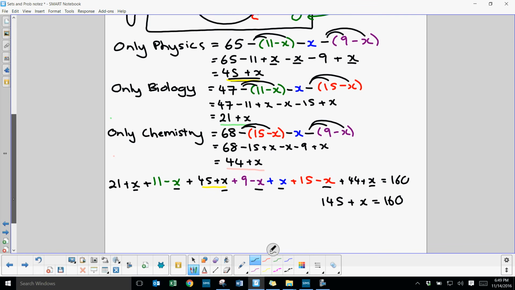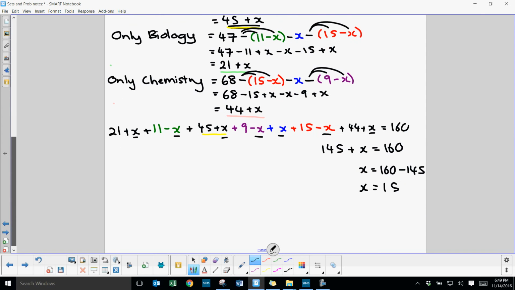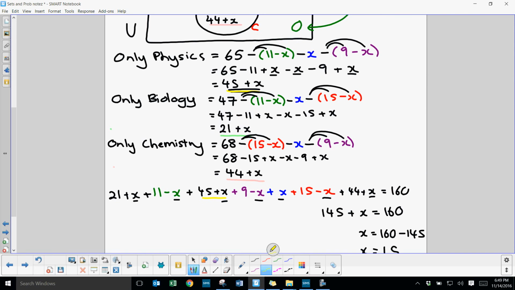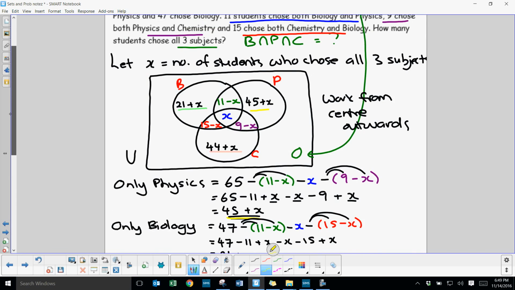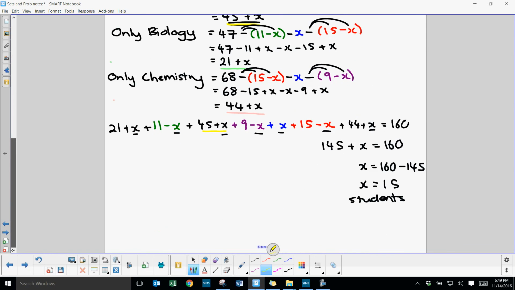And now we just solve for x. So x equals 160 minus 145. So x equals 15 students. So 15 students in total selected all three. Always just double check. Is the question asking how many chose all three? And yes, it is. They just want to know what x is. So 15 students chose all three.